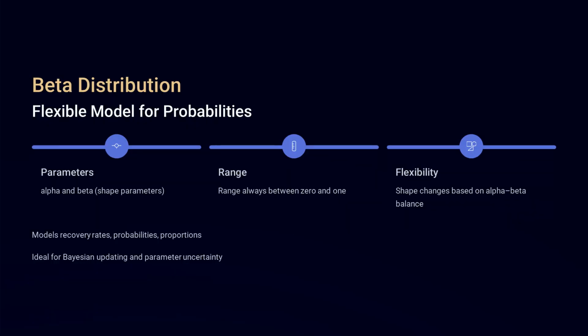Beta distribution. The beta distribution is one of the most flexible models in probability theory. It describes outcomes that lie between 0 and 1, such as probabilities, percentages, or recovery rates. It has two shape parameters, called alpha and beta, which determine how peaked or skewed the distribution is. If alpha and beta are both 1, the beta distribution becomes uniform. If alpha is large and beta small, it skews toward 1. If beta is large and alpha small, it skews toward 0.